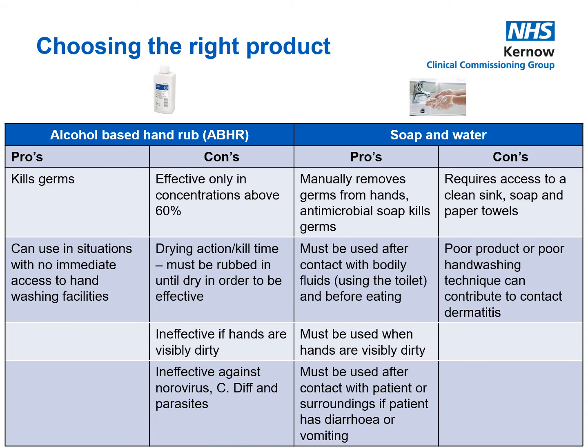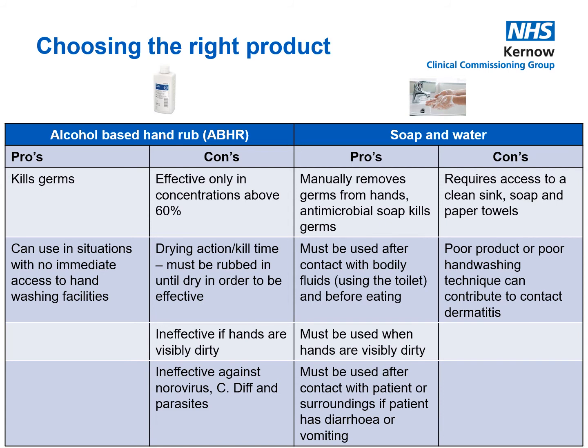Alcohol-based hand rub is ineffective if hands are visibly dirty, and it is also ineffective against certain bugs, for example, norovirus, C. diff, and parasites. Soap and water works by manually removing germs from the hands. Antimicrobial soap will kill the germs.